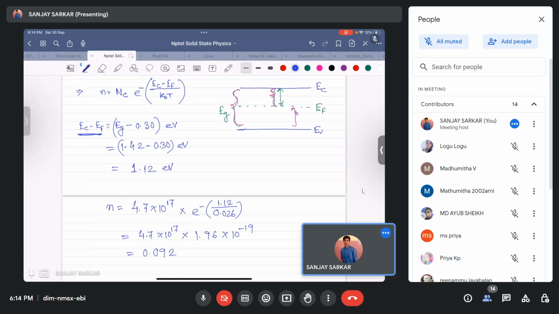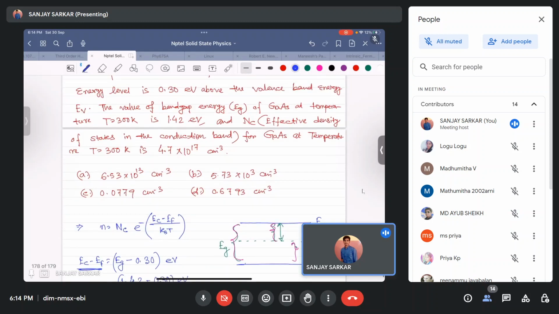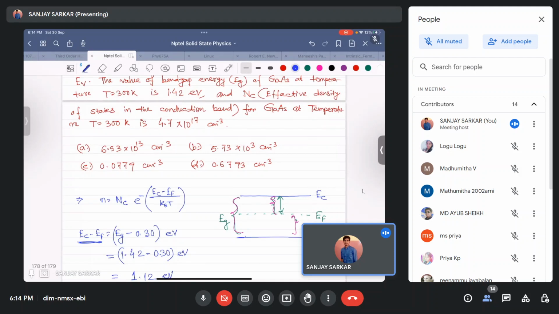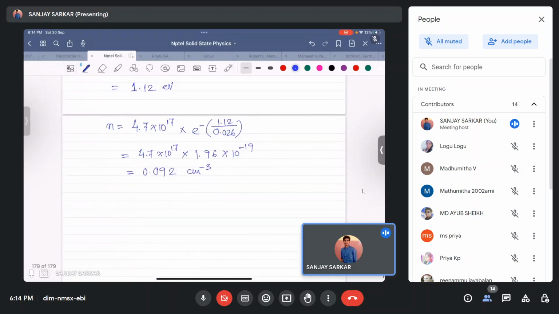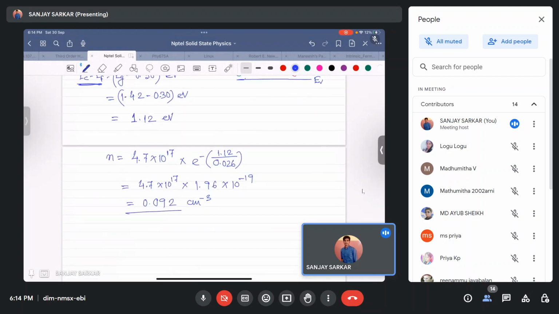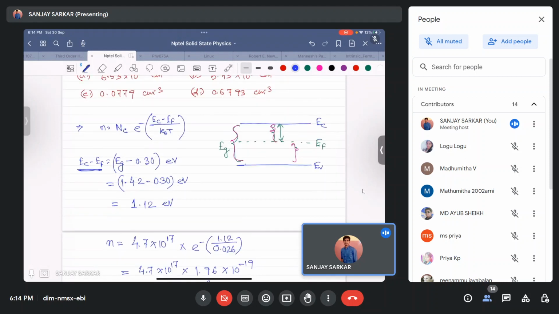What about others? Are you also getting the same answer? Yes, sir. Yeah, so none of the options is correct, but still it's close to option C. So I think it will be option C, or maybe let's not pick option C. Just this is the answer: 0.092 per centimeter cube. Did you understand how I calculated EC minus EF from the given information in the question?